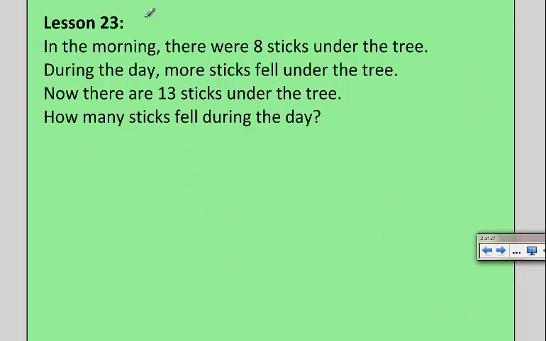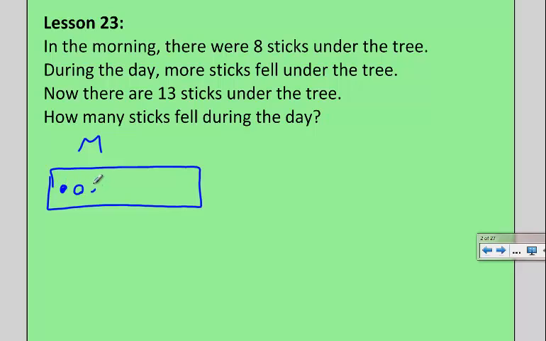So I'm going to start out by drawing a problem, and my first part of my problem is about the morning, so I'm going to use the letter M, and I'm going to draw my picture as a 5-group row. So I'm going to draw 8 by drawing 5 and leaving a space and drawing 3 more. That's how many are in the morning.